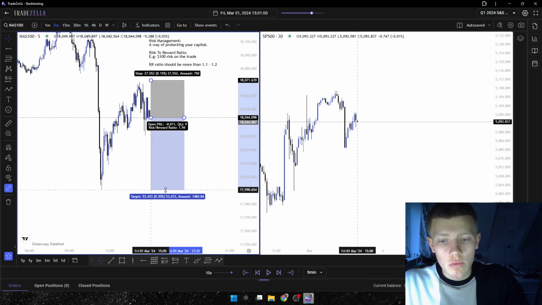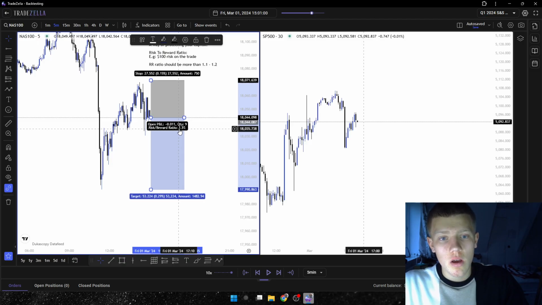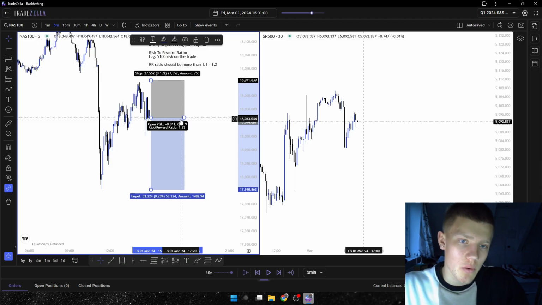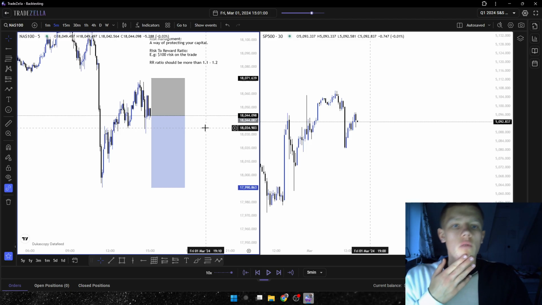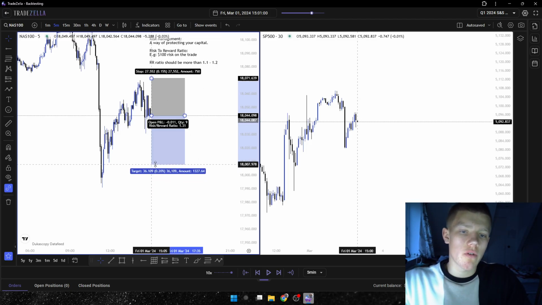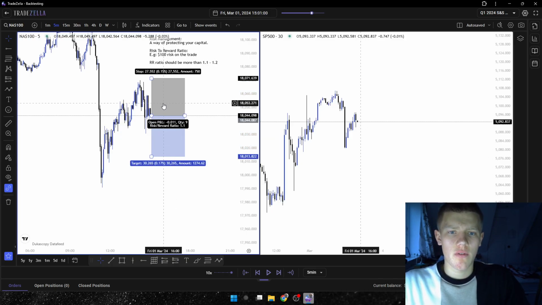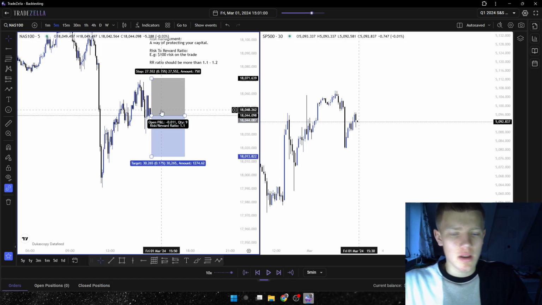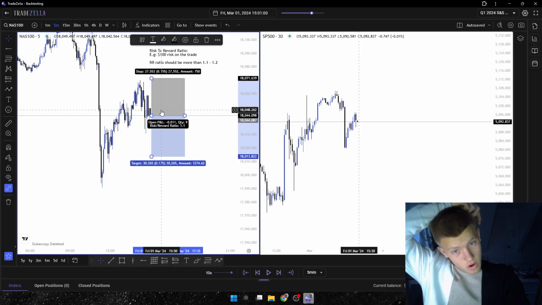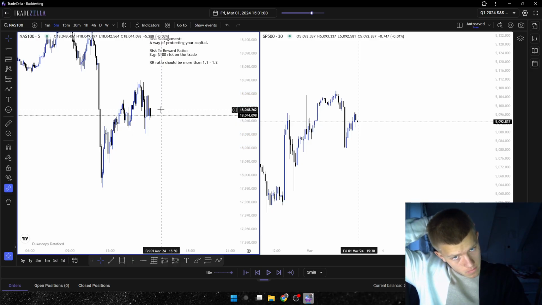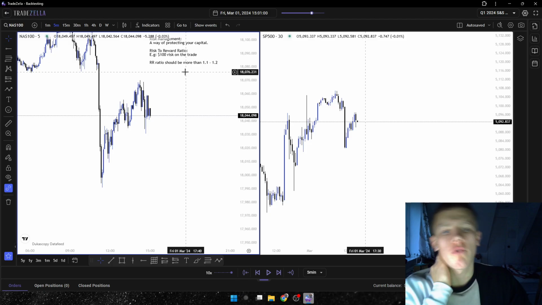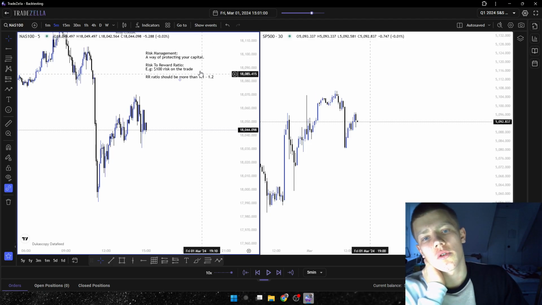So make sure your risk to reward is above 1.1, 1.2. I've always said 1.2, but 1.1 is also alright. It's not that bad. I think that is like you make the same as your risk, I believe. Yeah, you make a little bit more than you risk, but it is not great. So make sure you have a risk to reward ratio of at least 1 to 1 or 1 to 2.